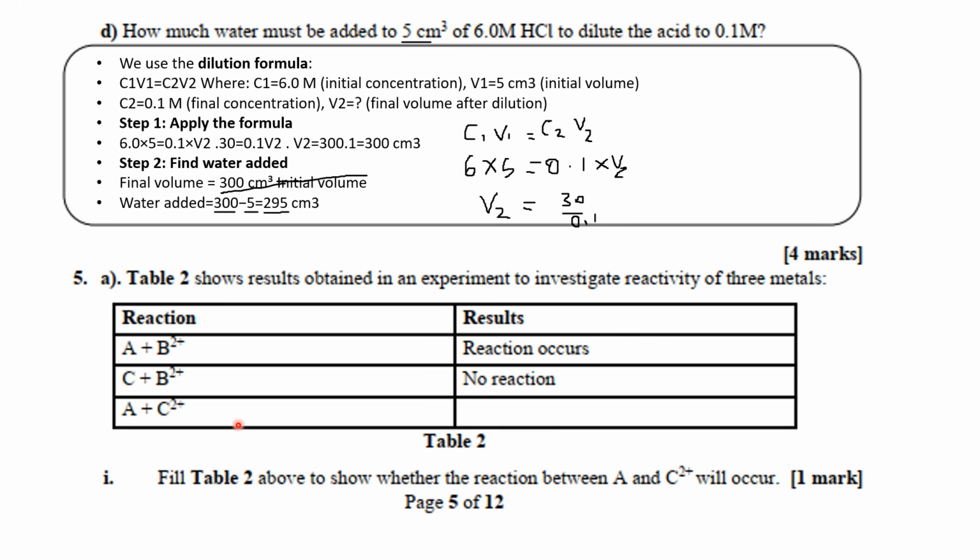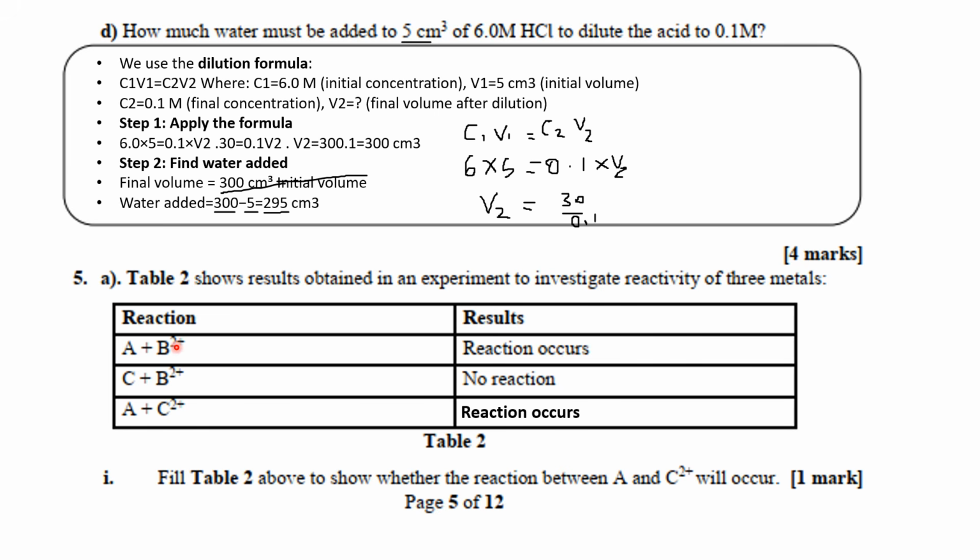So we are asked to complete this: when A reacts with C, which is less reactive than B, what is it that we are going to have? So the reaction would imply that there will be a reaction. Listen once again. When A is combined with B2+, a reaction occurs.